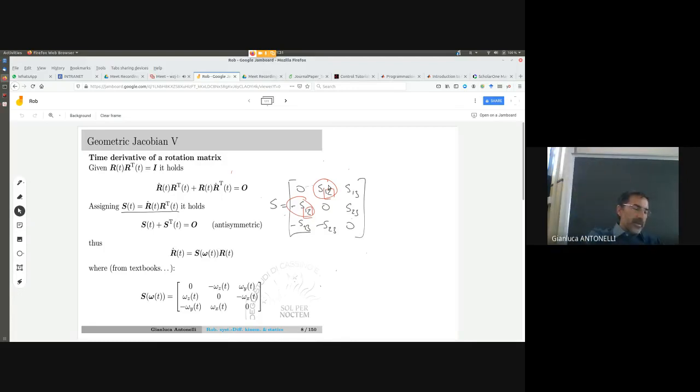What I left a little bit coming from the sky, or dogmatic, because it would take a little bit of time, is that actually those elements of the matrix are the components of the angular velocity. Here there is omega x, with opposite sign in the two antisymmetric positions, y here and z here. Okay? This is the time derivative of a rotation matrix.